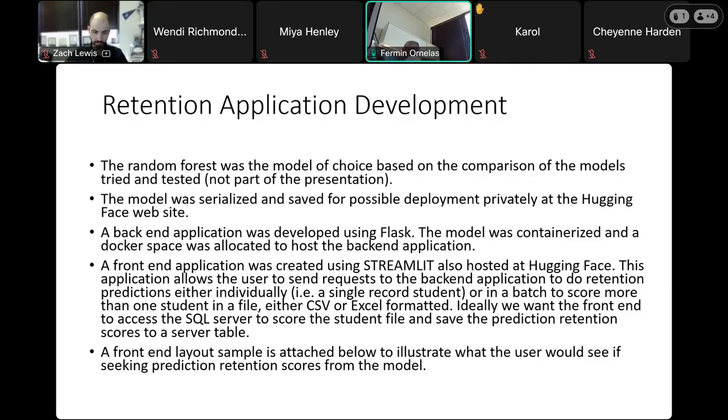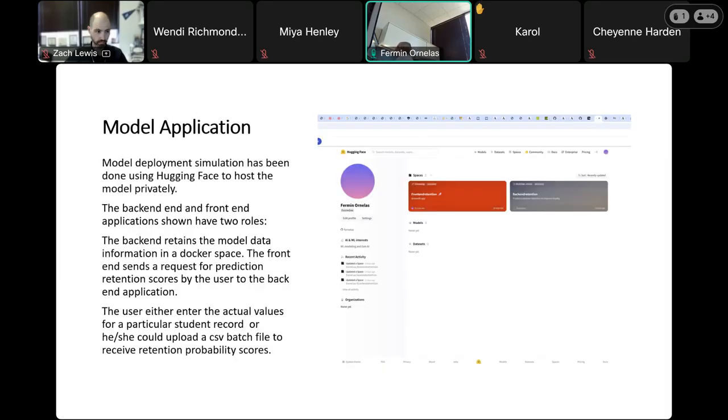I mean, the way we do it here, and this will become a little bit more clear, is we try to do things within the server. So I'm attaching just a layout in the next slide to show you what it would look like at the Hugging Face. We'll go to the next slide.